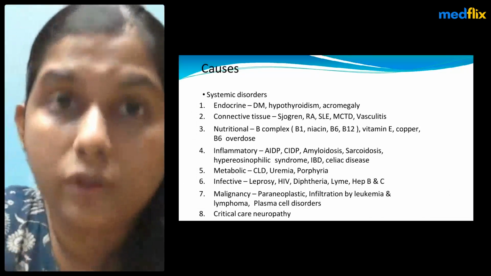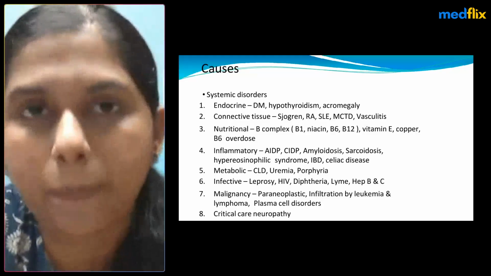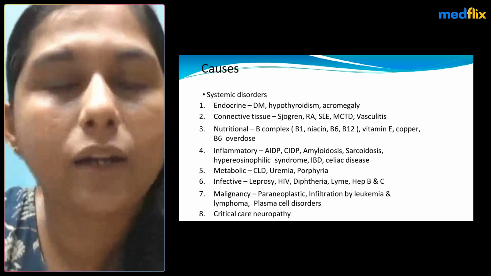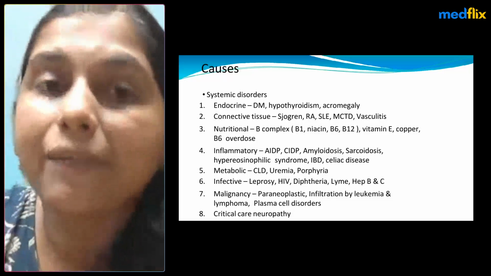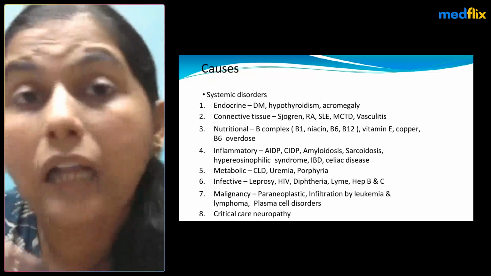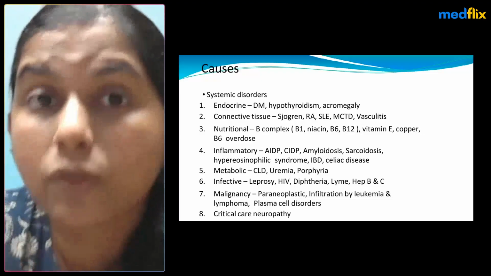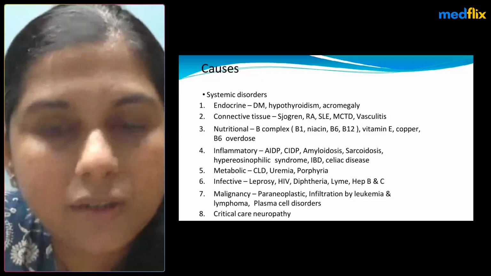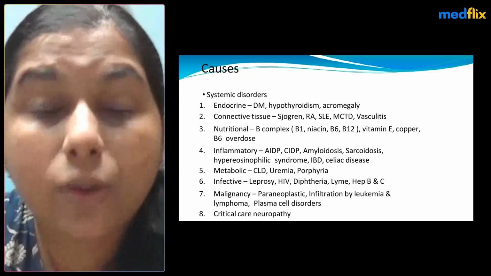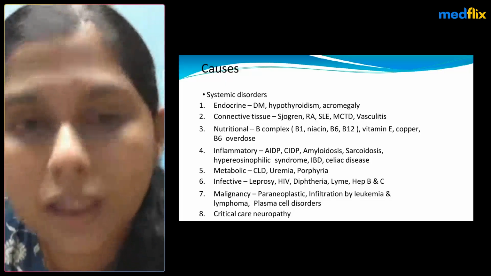Now, coming to the causes. As I told you, the causes are 200, and this list will keep on expanding. But the major ones that we do need to remember, and these are the ones that will later on help us in terms of evaluation also. We begin with the most common causes, which are the systemic causes, which are the endocrine causes, which is diabetes, connective tissue disorders, nutritional deficiencies, and do remember B6 overdose as well. Inflammatory conditions like AIDP, CIDP, and I will be talking a little bit more in detail on that. Metabolic conditions like uremia, infective conditions, again, never ever to forget. Leprosy, HIV, diphtheria that can mimic GBS.